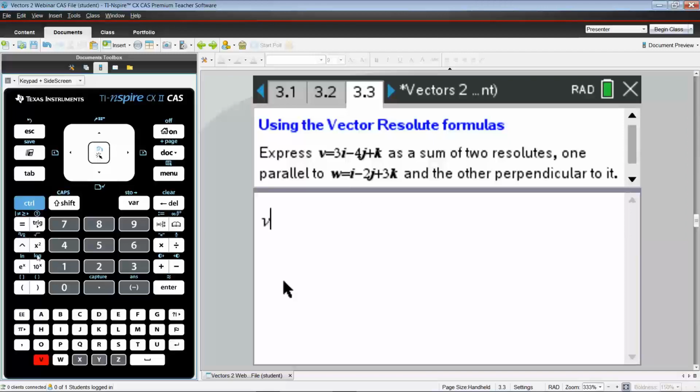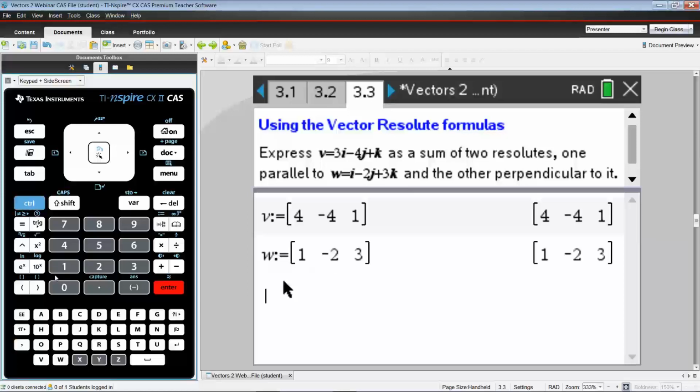Okay, so let's get started just by defining these vectors. So V is defined as, let's type in the vector, 3, -4, 1. And W, same deal, define as vector 1, -2, 3. There we go.